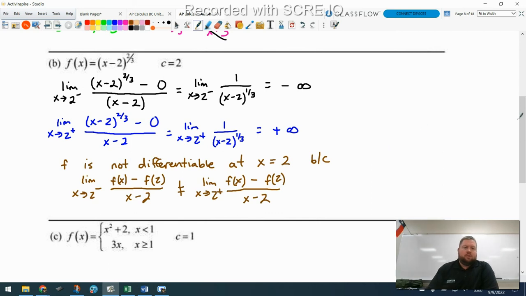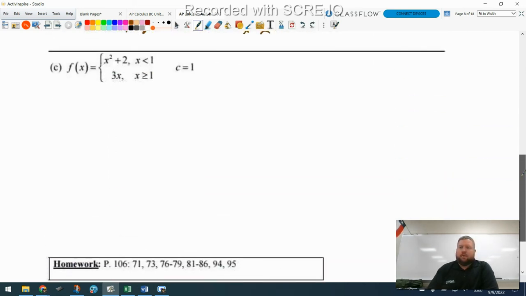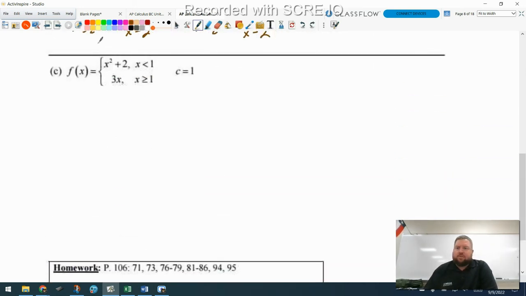All right, one more. So we have a piecewise function. So this is set up nicely for us. We're trying to investigate c equals 1. So if you think about it, this is a parabola, and it's always continuous and always differentiable.